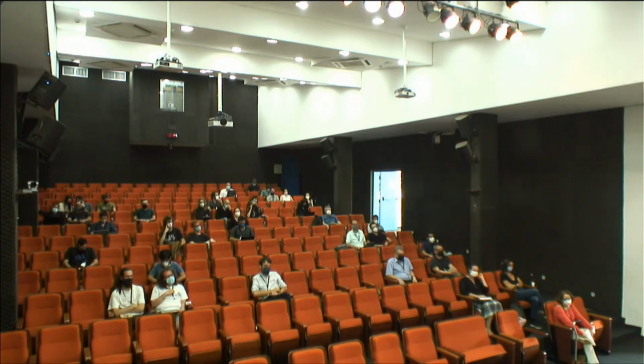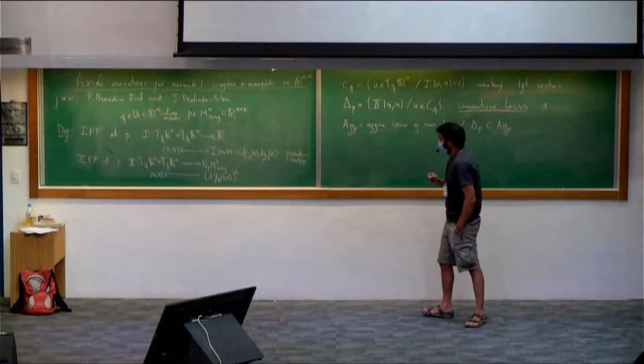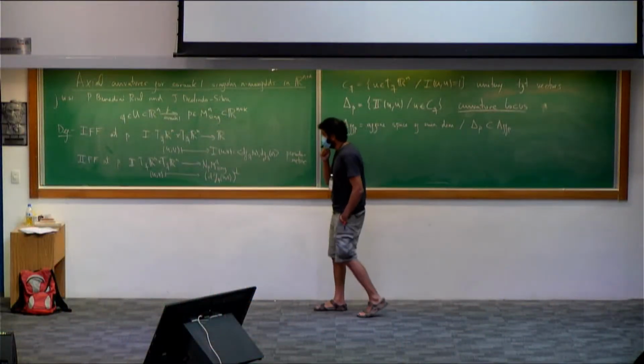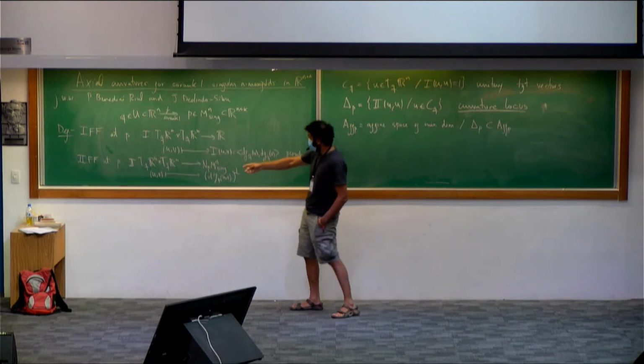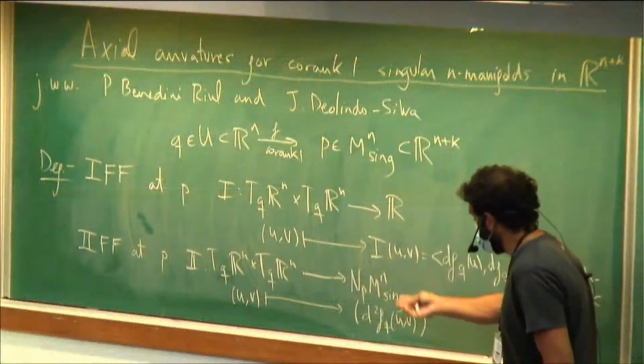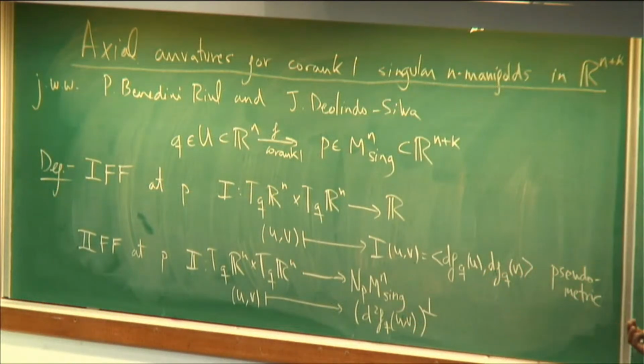there can be non-zero vectors such that the first fundamental form of u is equal to 0. So this is a pseudometric. And we can also define the second fundamental form, and it's defined, the image of two vectors u and v, as basically taking the second order partial derivatives and projecting to the normal space.